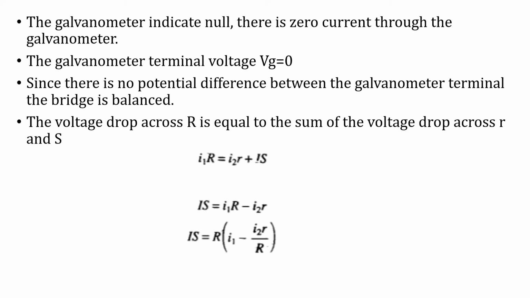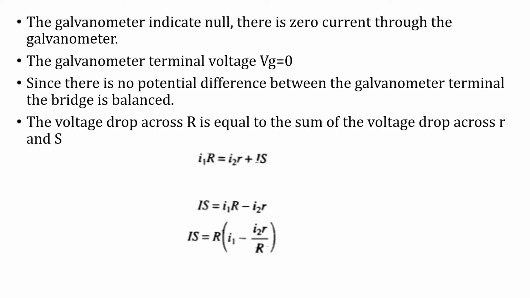If the galvanometer indicates null, no current flows through the galvanometer. The galvanometer terminal voltage Vg will be 0. Since there is no potential difference between the galvanometer terminals, the bridge is balanced. The voltage drop across R is equal to the sum of the voltage drops across small r and S. So we can write it as I1 R is equal to I2 small r plus Is.